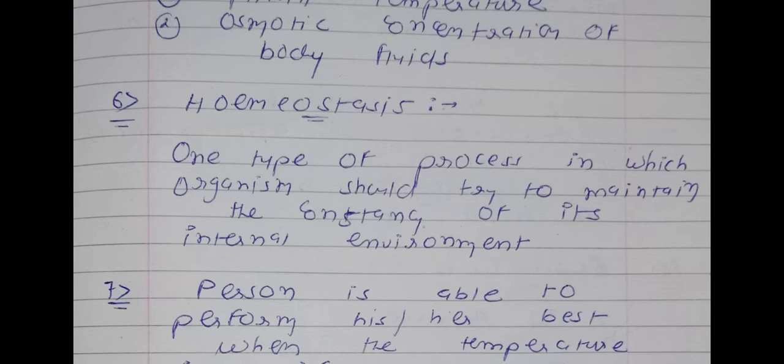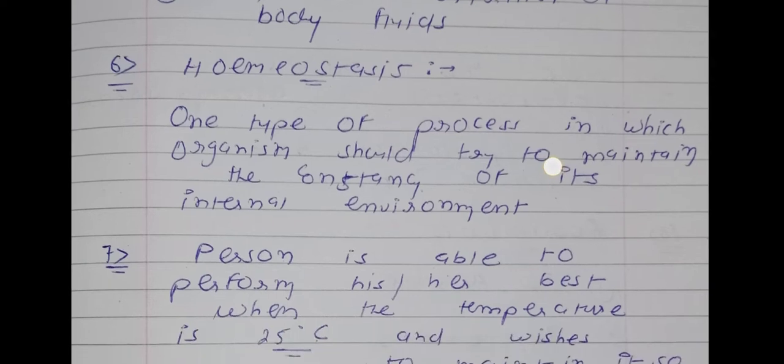Okay, so one name is there which is known as homeostasis. It is one type of process in which organisms try to maintain the constancy of their internal environment. So this condition is known as a homeostasis type of condition or process. It is a very important definition for the 1 mark question or for the MCQ.